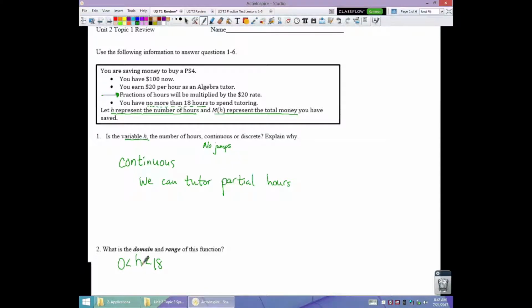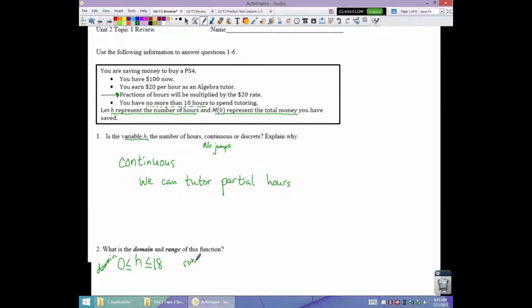And then we just have to decide, can we actually tutor 0 hours? Well, yes, that would be a possibility. And could we tutor the entire 18? Since it says no more than 18, we could still do 18. So include that one also. This is your domain.